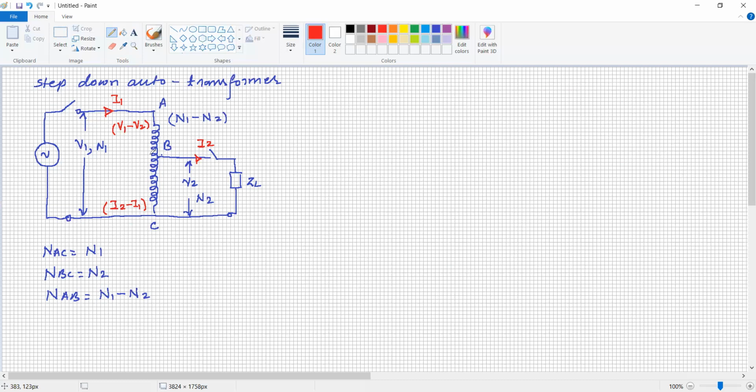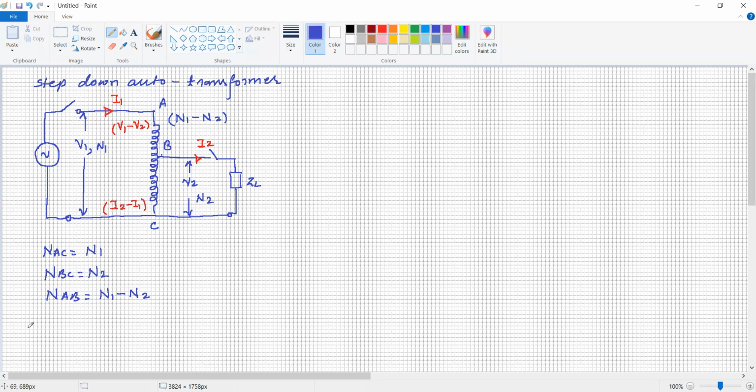So the total number of turns is N1, written as NAC equal to N1. The number of turns across the secondary or load terminal is NBC, which is equal to N2. So definitely the number of turns remaining is N1 minus N2. Up to this point it is N1 minus N2, and the voltage is V1 minus V2, because the voltage depends upon the number of turns. Similarly, the low voltage winding current is more, so I2 minus I1 is taken here.